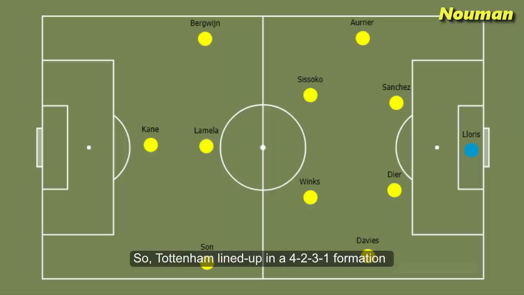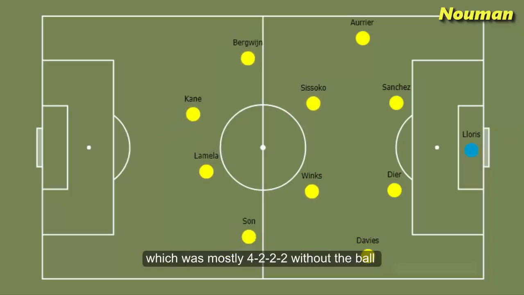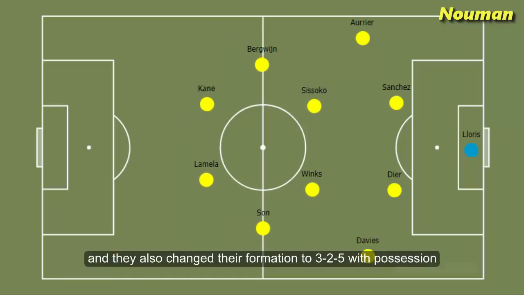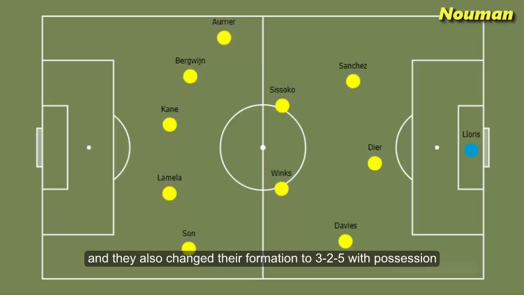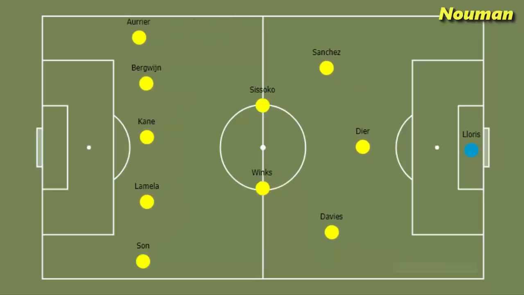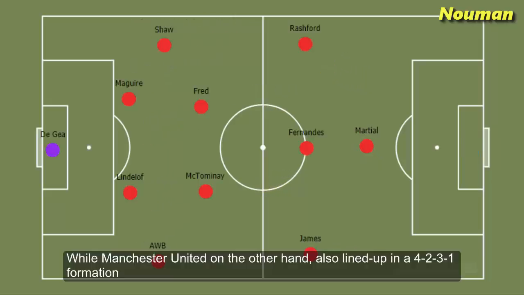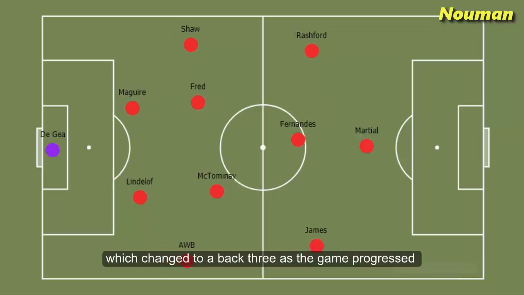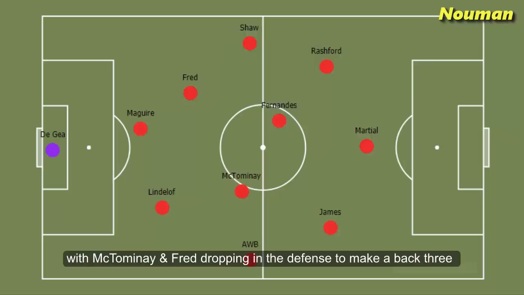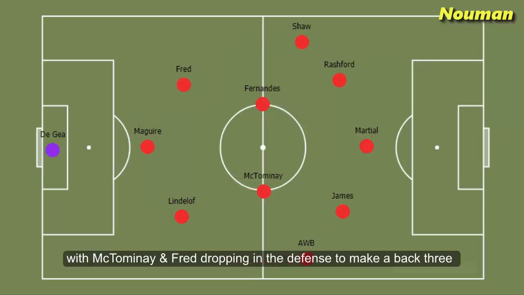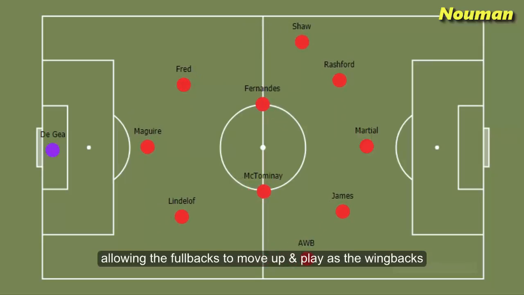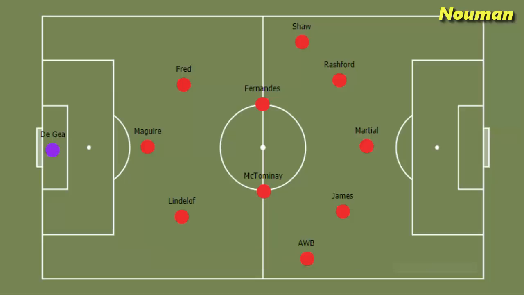So Tottenham lined up in a 4-2-3-1 formation which was mostly 4-2-2-2 without the ball. And they also changed their formation to 3-2-5 with possession. While Manchester United on the other hand also lined up in a 4-2-3-1 formation which changed to a back 3 as the game progressed, with McTominay and Fred dropping in the defense to make a back 3, allowing the fullbacks to move up and play as the wingbacks.